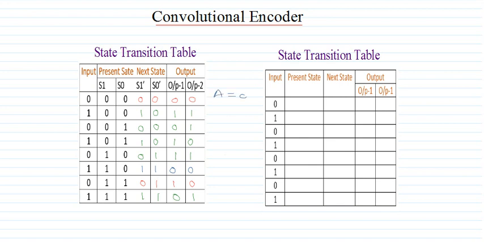A is equal to 00, B is equal to 01, C is equal to 10, and D is equal to 11. As we see here, there are four states: 00, 01, 10, and 11. In order to represent these four states, I am taking some variables. 00 represents the state A, 01 represents state B, 10 represents state C, and similarly 11 represents state D.